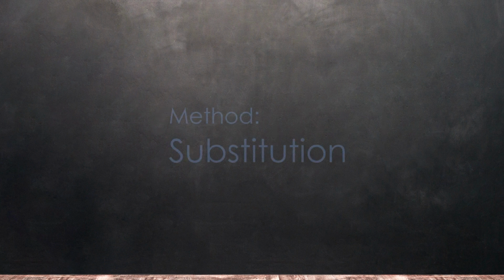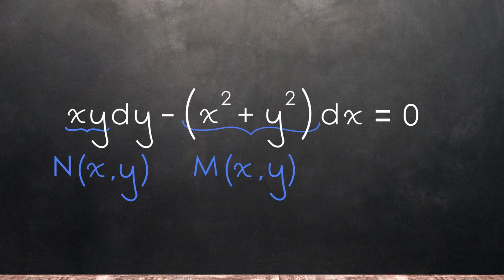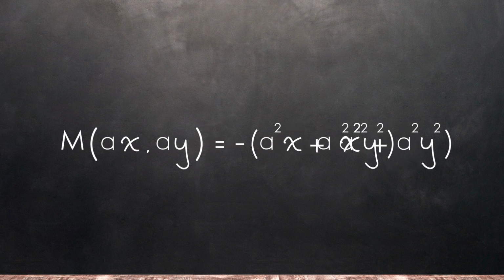Once we know our differential equation is homogeneous, we can solve by making a simple substitution. Let's look at an example. Since this differential equation is already in standard form, we can check that M and N are homogeneous functions. We evaluate M at ax and ay, and check to see if we can factor a power of a out.